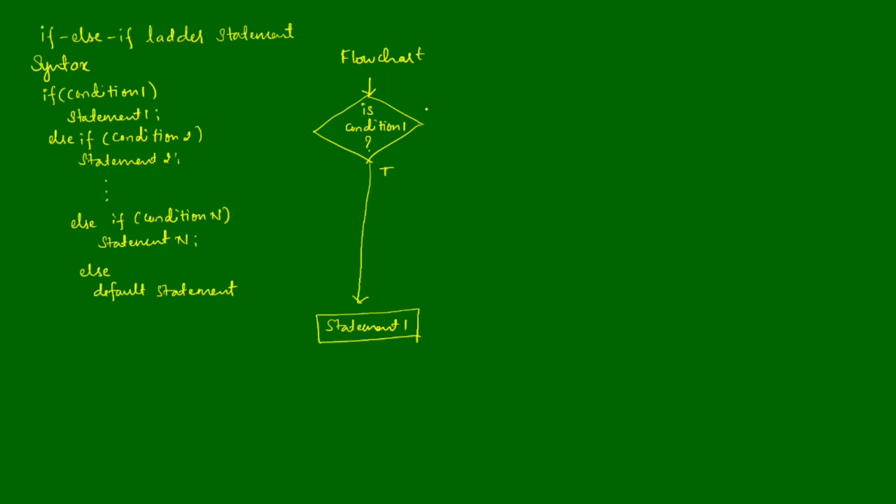Here I'm going to write true, and if the condition 1 is false, then control transfers to else if condition 2. So here we are going to check the second condition. I'm going to write here is condition 2 true? If it is true, then statement number 2 has to be executed. So here I'm going to draw a down arrow mark. If it is true, then statement number 2 must get executed.